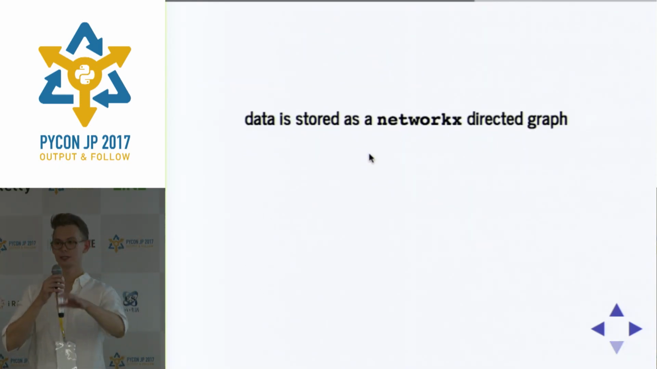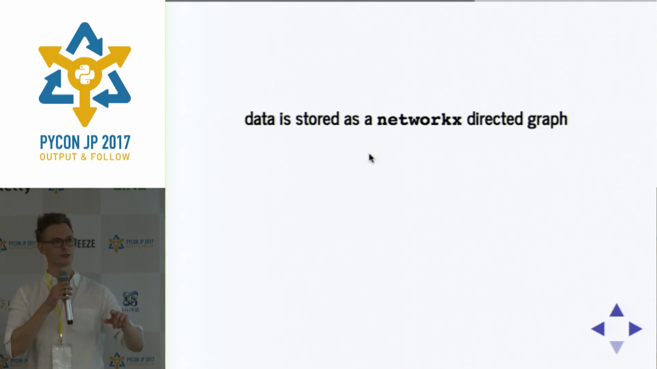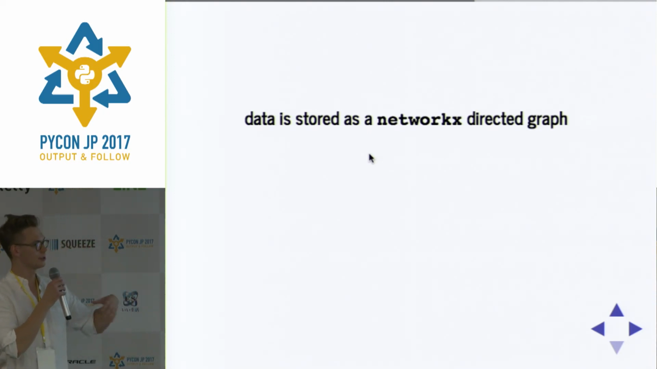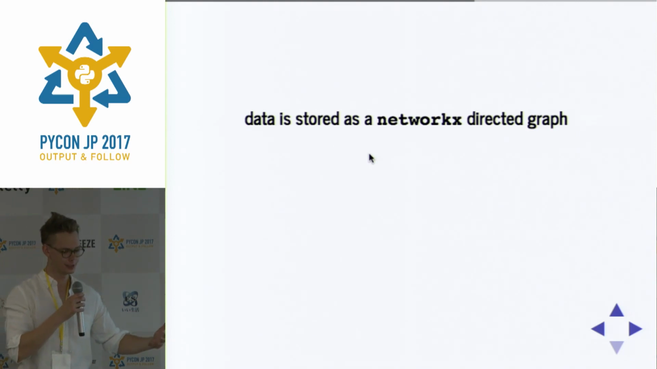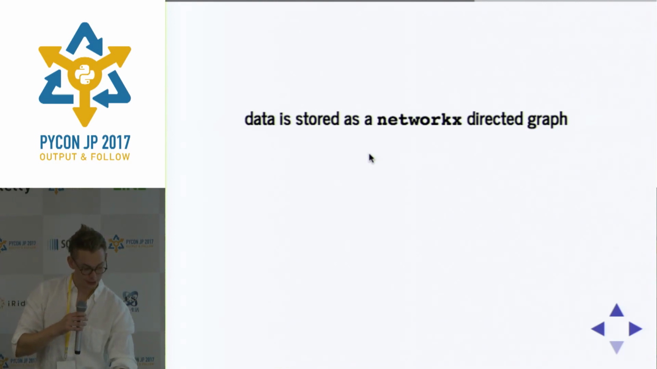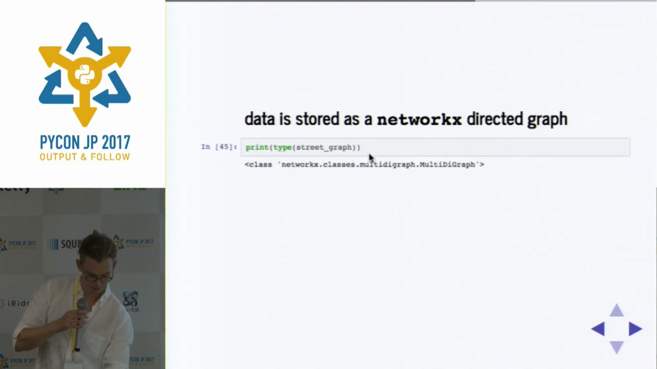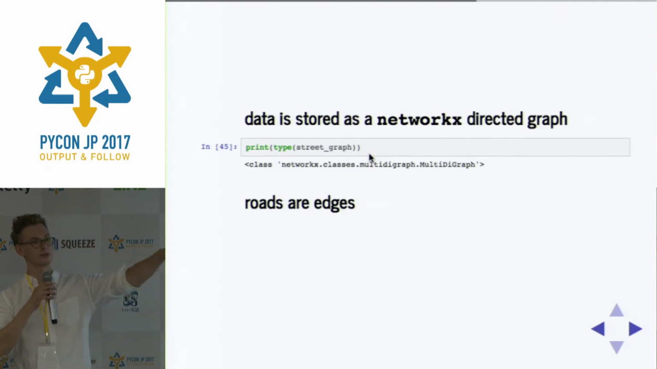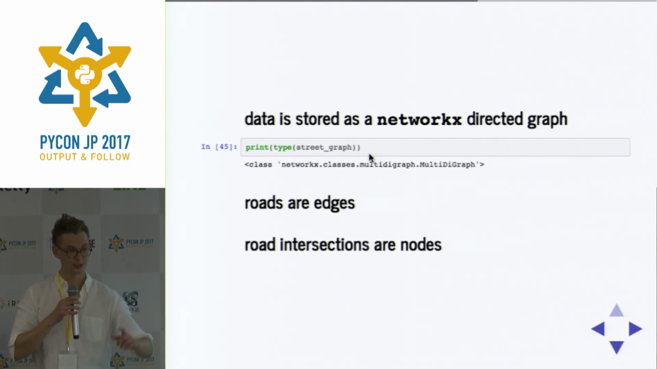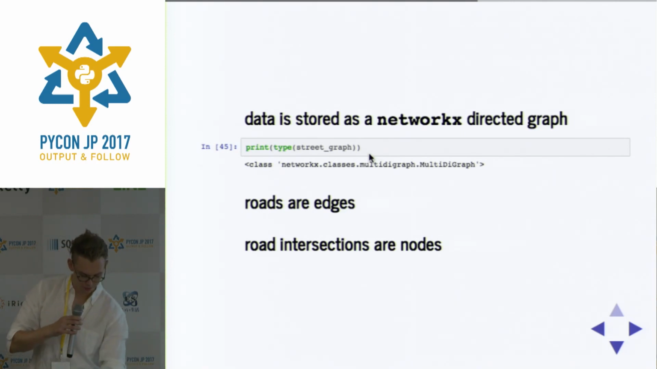And all the data that OSMnx, or OX, I'm just going to call it OX because it's much easier to say. So all the data that OX downloads is stored as a NetworkX directed graph. So roads are the edges in the graph, and the intersections are the nodes. Okay?